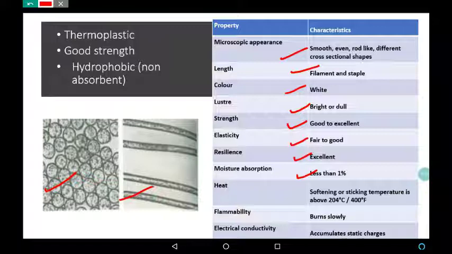What is the effect of heat? Its softening or sticking temperature is above 204 degrees centigrade, and due to electric conductivity it accumulates static charges. It is a thermoplastic fiber, has a good strength, and is hydrophobic, meaning a non-absorbent fiber.